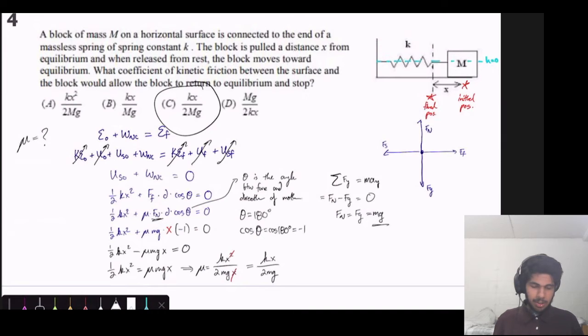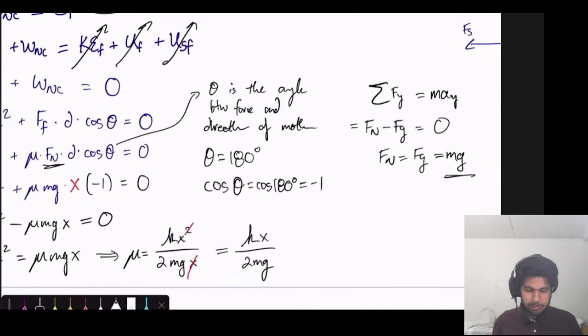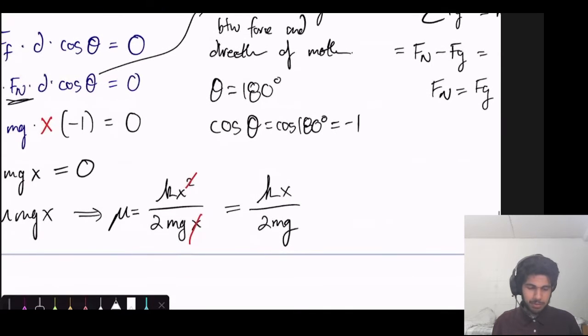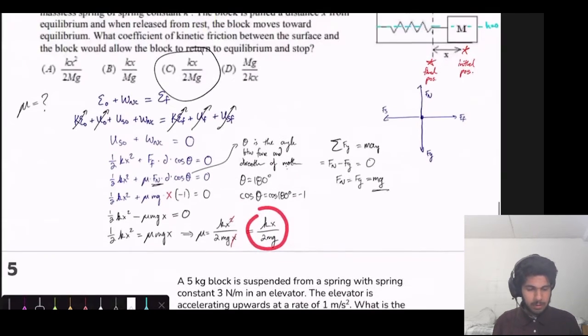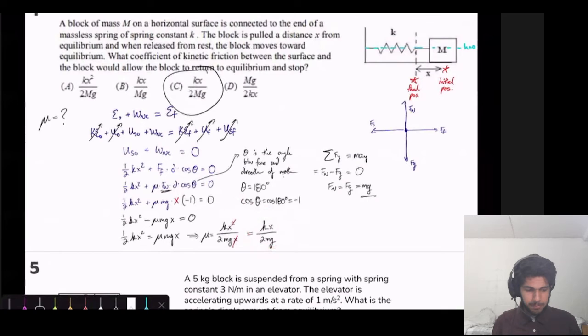Are there any qualitative observations we can make? Kind of. The coefficient of friction depends directly on the spring constant and the distance it needs to travel, and inversely on both mass and gravity. So there are some qualitative assessments we can make, but nothing too exciting. But that's our answer for this question. Wonderful.